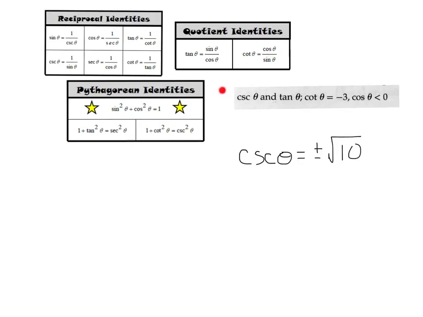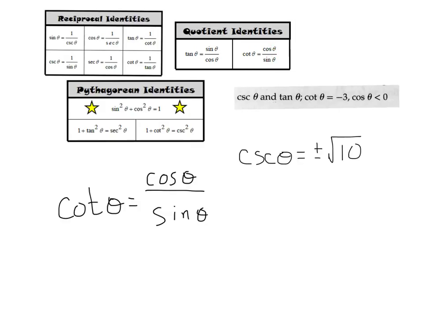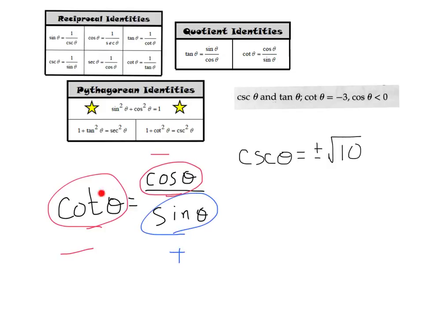So looking over at my identities here, I see that my quotient identities has cotangent equals cosine over sine. That might be useful. Using that identity, I get cotangent equals cosine over sine. We know that cotangent is -3, so my cotangent here is negative. I also know that cosine theta is less than 0, so cosine theta is going to be negative. This leaves my only option for sine as positive, because a negative has to equal a negative divided by a positive. If sine was negative, then that wouldn't work. So sine has to be positive.